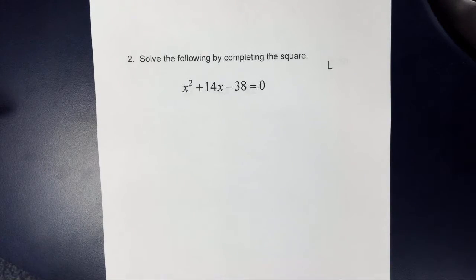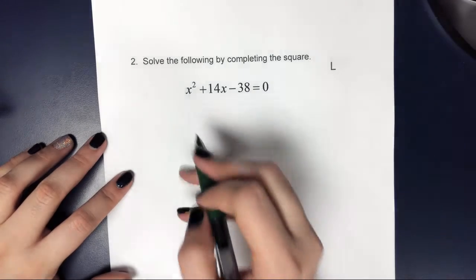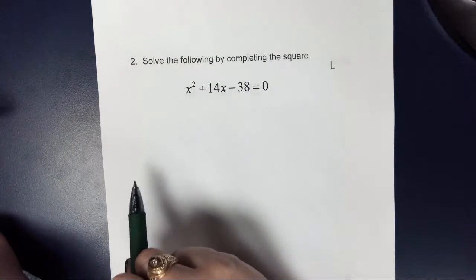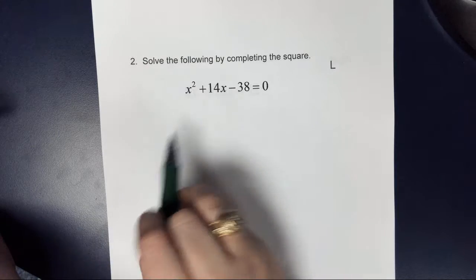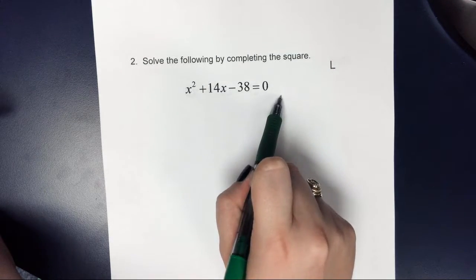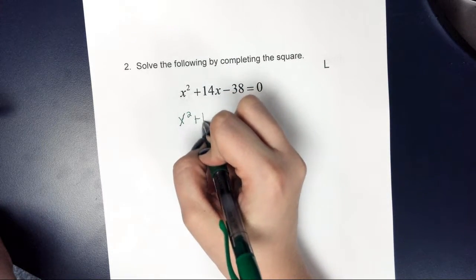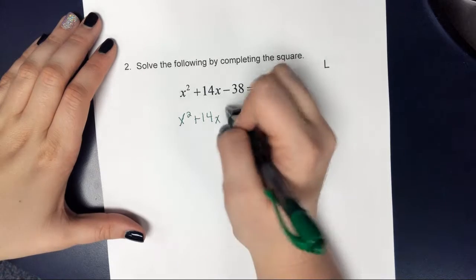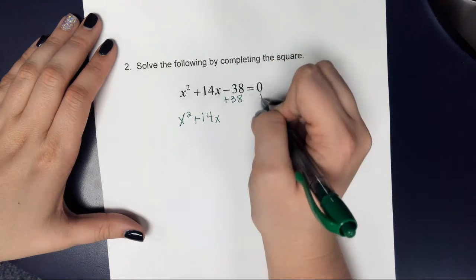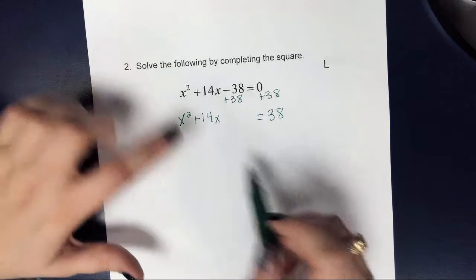Let's look at number 2. Number 2 is, we're going to solve this again by completing the square. So first thing, again, always make sure that your x's are on one side, your numbers are on the other. So I'm going to have x squared plus 14x, and remember we want to add that 38 to get it to the other side. So equals 38. Again, I left that space.